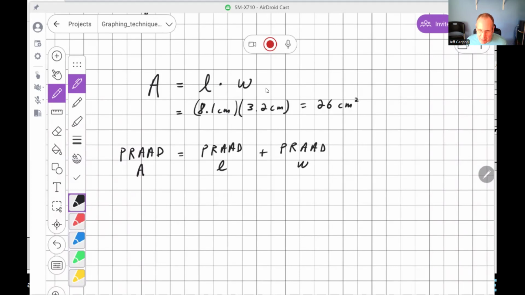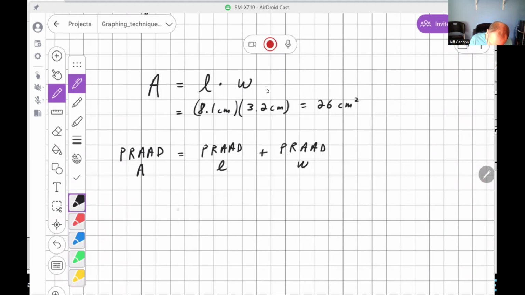Okay. This is a little complicated to explain. You need to know some calculus to explain this, but it turns out that this is true. If you add those, you can think of it as sort of adding the errors. That's how the errors propagate. So if you add the PRADs, you're going to get the PRAD for the dependent variable.